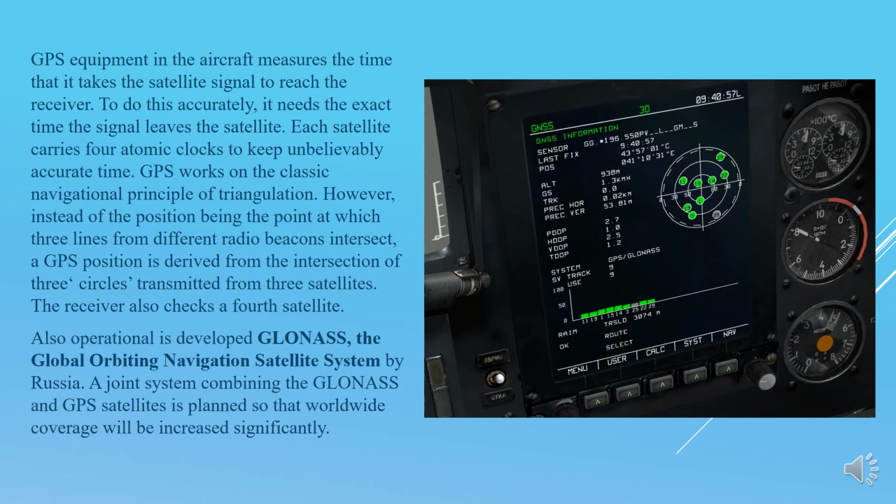Also operational is GLONASS, the Global Orbital Navigational Satellite System developed by Russia. A joint system combining the GLONASS and GPS satellites is planned so that worldwide coverage will be increased significantly.